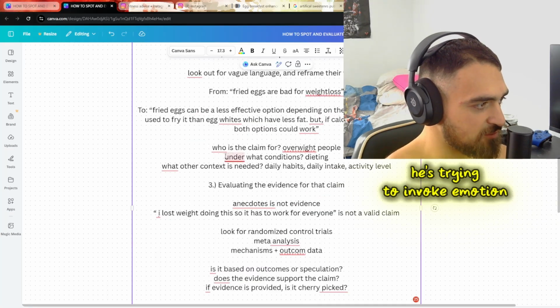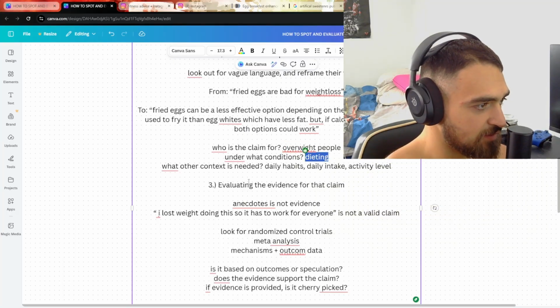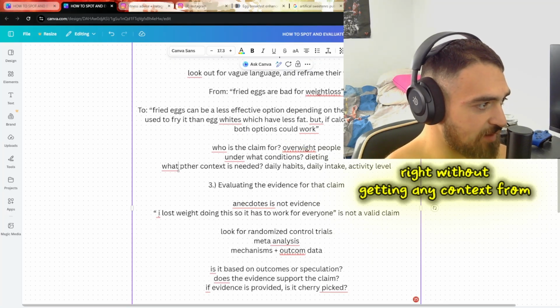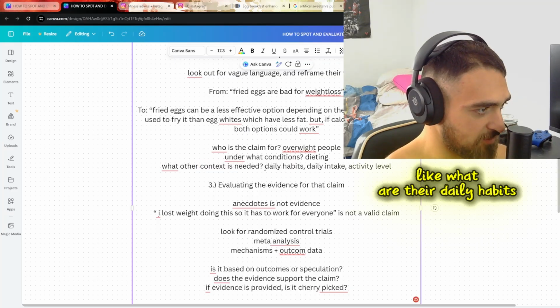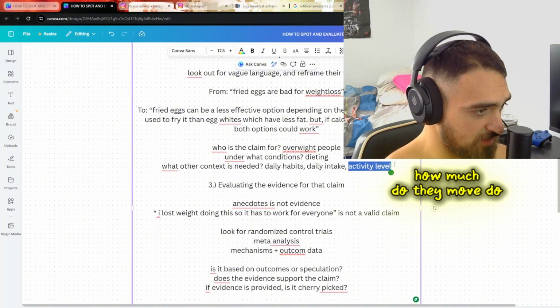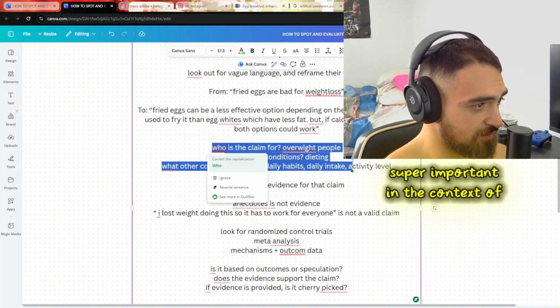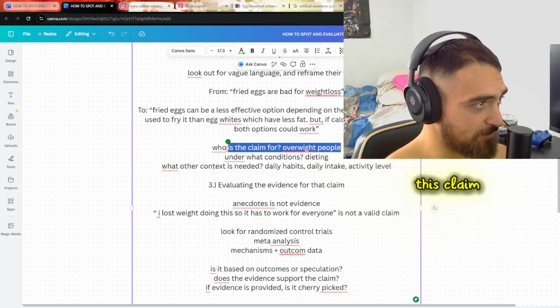All right. So he's trying to invoke emotion in overweight people who are dieting, right, without getting any context from these people. Like, what are their daily habits? How many calories do they eat a day? How much do they move? Do they lift? Do they get 10,000 steps a day? All of these things are super important in the context of this claim.